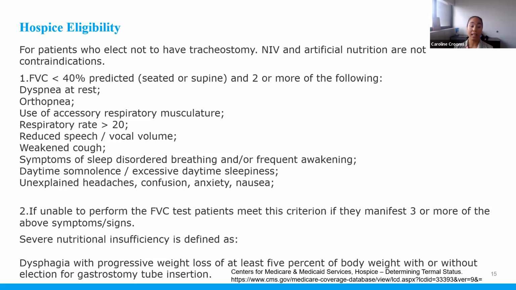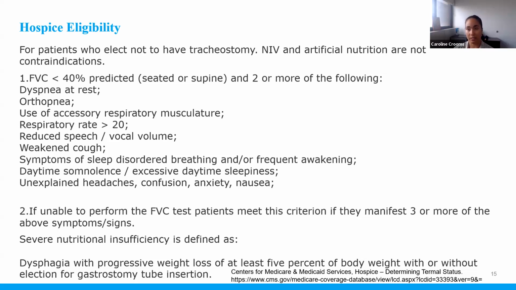Or if they cannot test their FVC, which might be because, for example, they have bifacial weakness and they can't form a seal with their lips around the tube you have to blow into, then you can actually use 3 of those symptoms that are listed under number 1 above. That would also suffice to contribute to hospice eligibility. And then severe nutritional deficiency, which could be dysphagia with progressive weight loss of at least 5% of body weight with or without election for gastrostomy tube insertion.